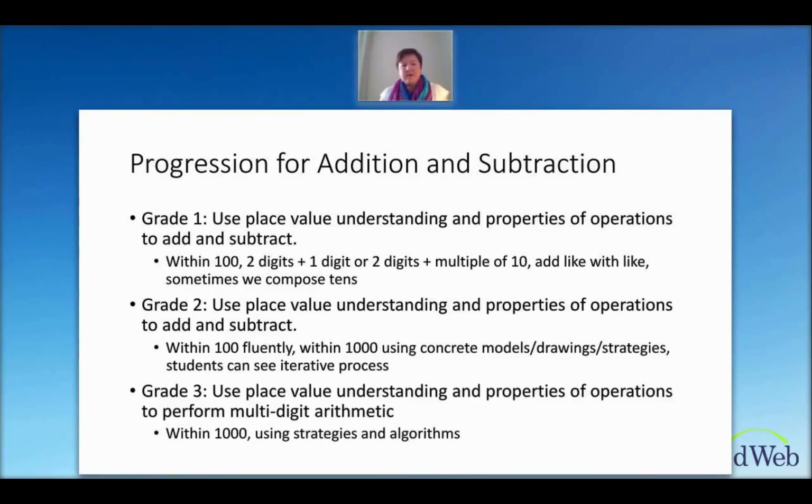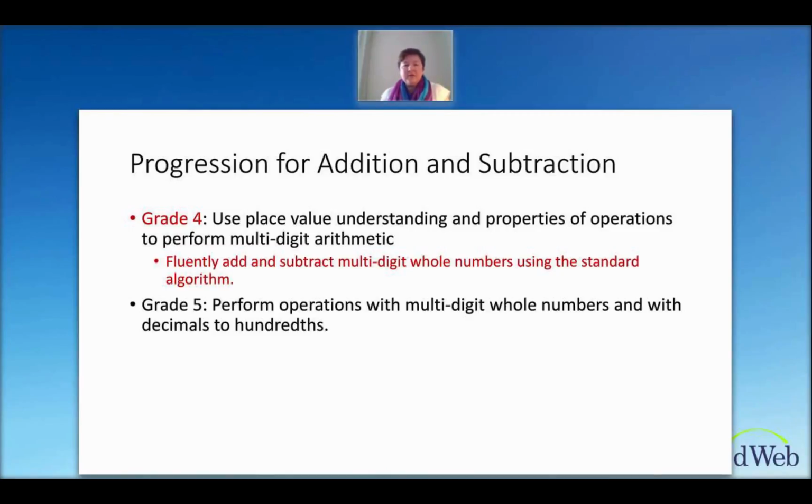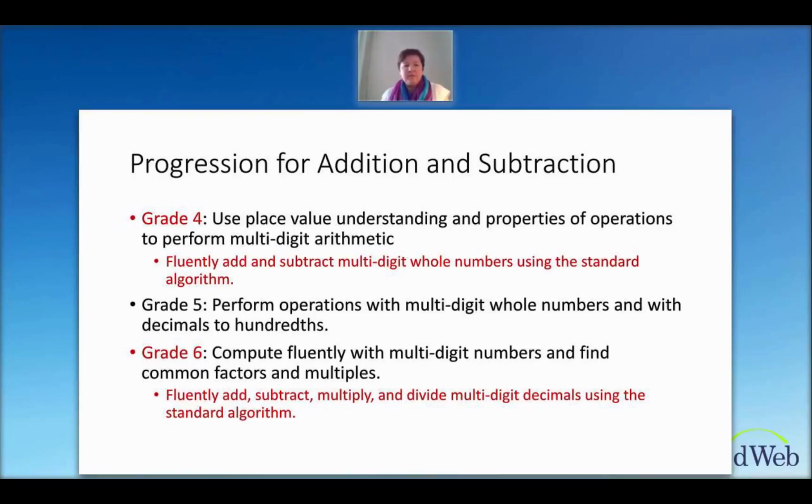Third grade, we can use strategies and algorithms within 1,000. Haven't had to do the algorithms from memory yet. That comes in fourth grade for adding and subtracting multi-digit whole numbers. So much of the work I'm talking about today is what will be happening in classrooms in grades 2, 3, and 4 as we move kids through the later part of this progression. Then in grade 5, I'm working with multi-digit whole numbers and decimals to hundredths. And then in grade 6, now I'm fluent with multi-digit decimals. It's not until grade 6 that we say, put any numbers down there and add or subtract them.